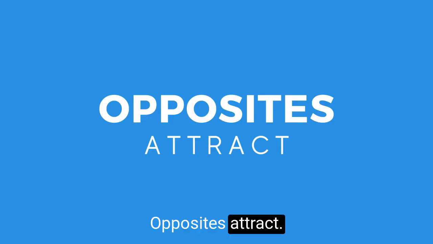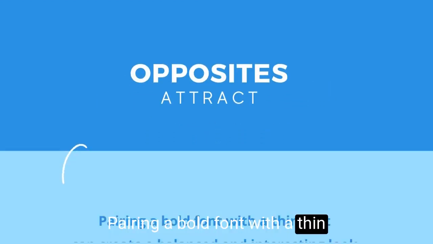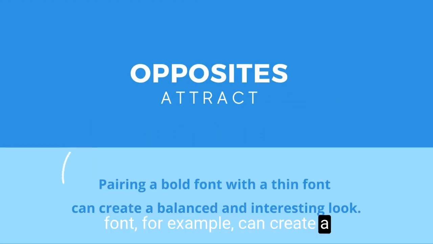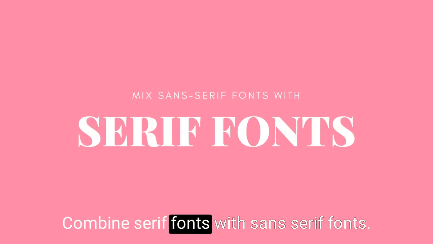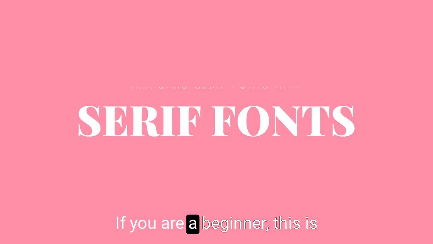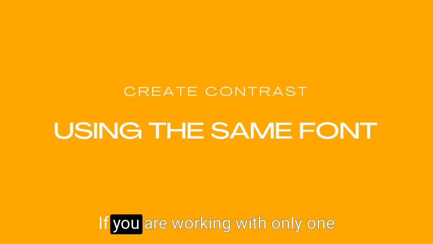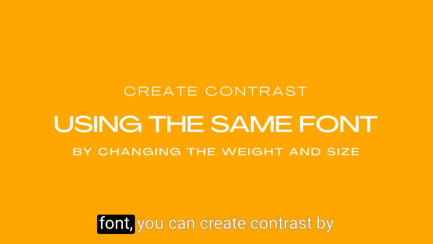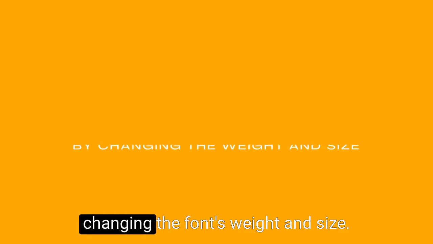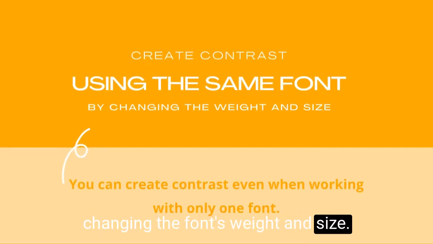Opposites attract. Pairing a bold font with a thin font, for example, can create a balanced and interesting look. Combine serif fonts with sans serif fonts. If you're a beginner, this is probably the easiest combination to have a harmonic font pairing. If you are working with only one font, you can create contrast by changing the font's weight and size.